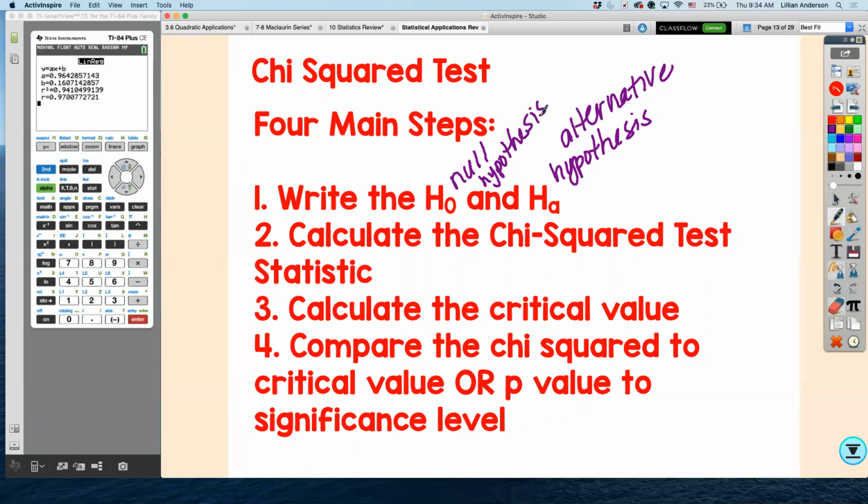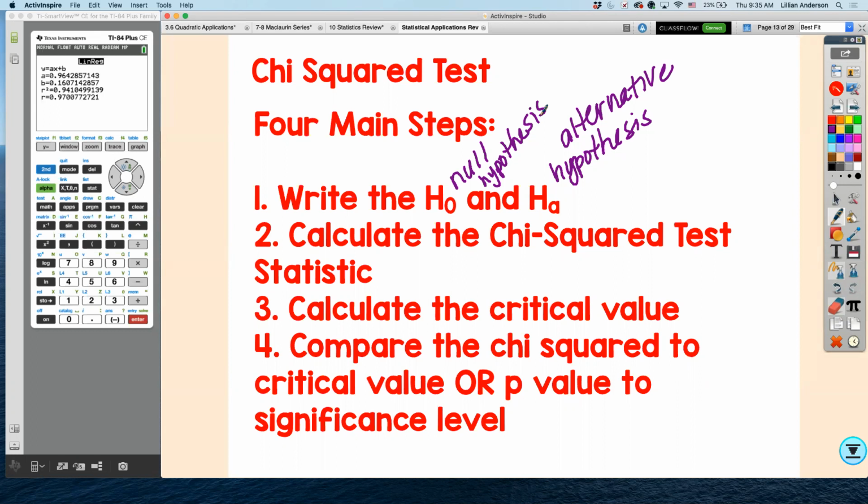After you write it out or after it's given to you, you want to calculate your chi-squared test statistic. And of course, I'll refresh your memory on how to do that. In step 3, you want to calculate the critical value. Step 3 is actually something that you don't do on an actual IB exam. They'll either give you your critical value or they'll give you your significance level.